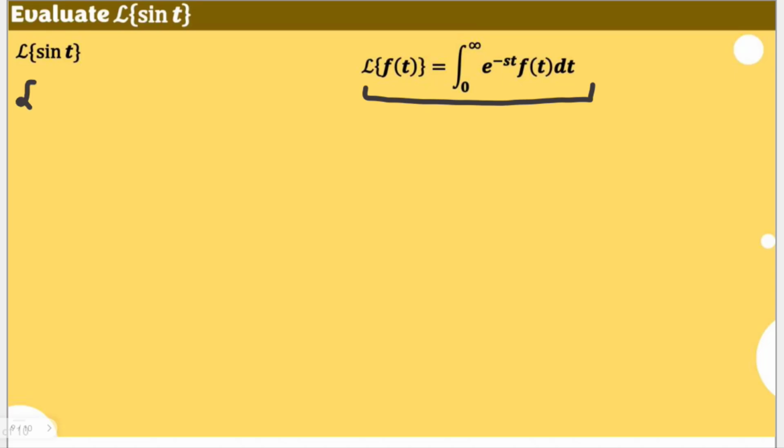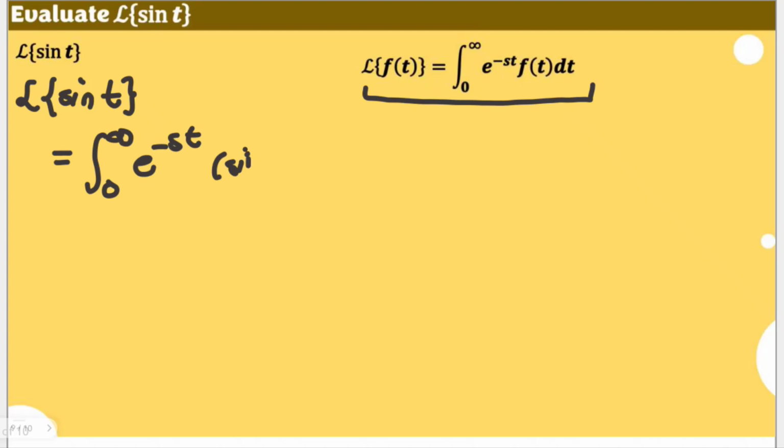So this would mean the Laplace transform of sine t can be expressed in this manner. The formula is the integral from 0 to infinity of e to the power of negative st times f of t, which now is sine of t, dt. From here, we need a process which allows us to integrate this.